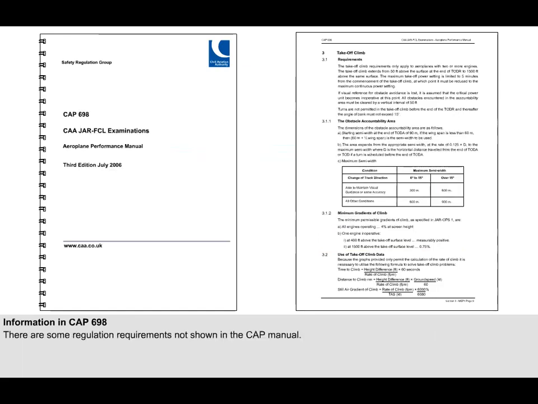Even though CAP 698 provides you with a lot of information, it does notably omit two very important requirements when considering obstacle clearance. The first piece of missing information is that you must factor the all-engine gradient by 0.77, and secondly, adjust the gradient for the effect of wind using the 50% headwind and 150% tailwind rules. Therefore, ensure you commit these regulations to memory.